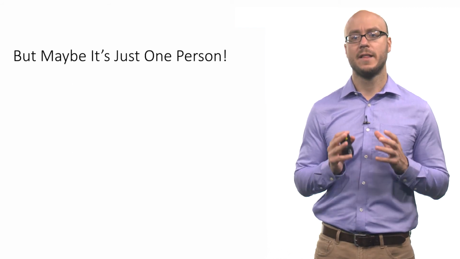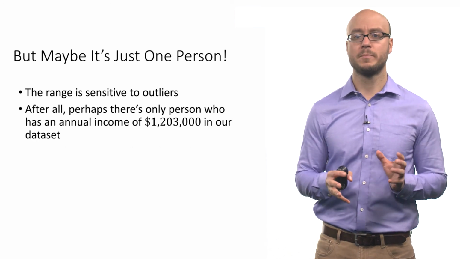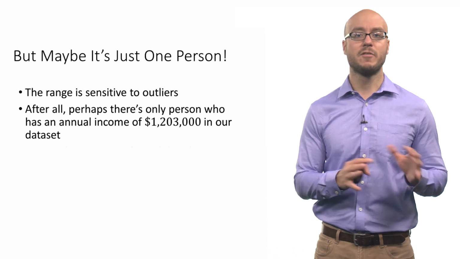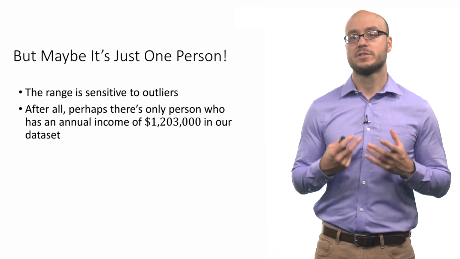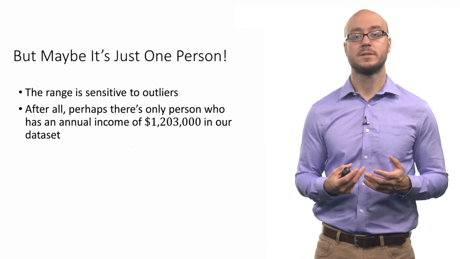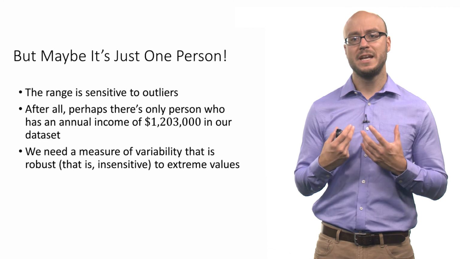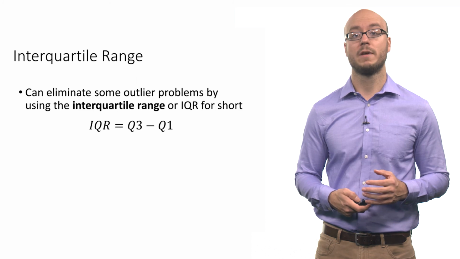But the problem is that that measure of variation or spread might be based on only one person, because the range is sensitive to outliers. Suppose in our data set there's really just one person making over $1 million, and everybody else is around the mean, the median, or the mode. This measure of spread is going to be misleading, because the range is not robust. It is sensitive to extreme values. So we need a measure that is more robust, that is insensitive to these outlying points. That measure of variation that is robust to outliers is called the interquartile range.